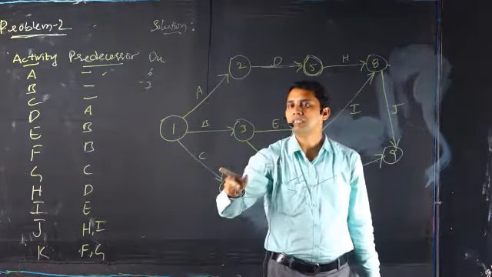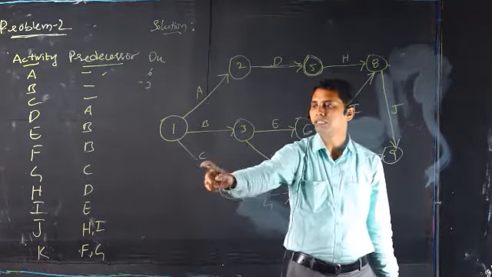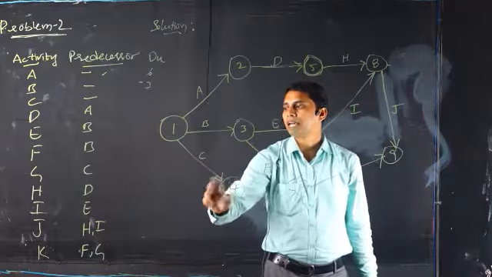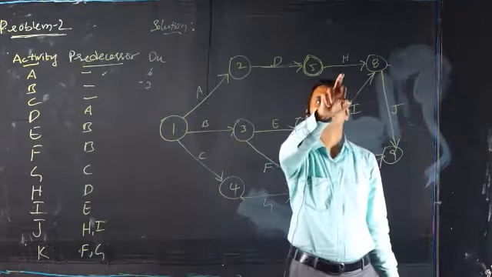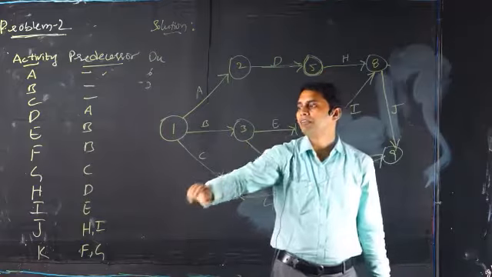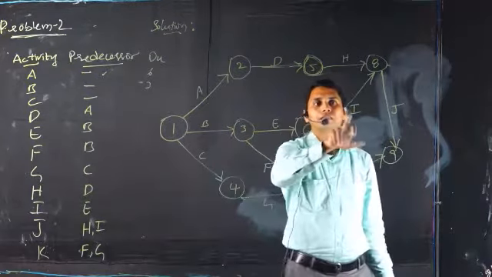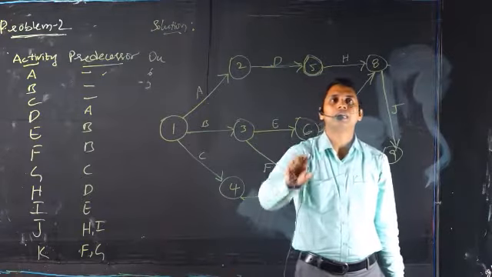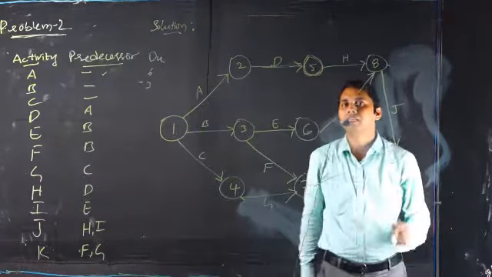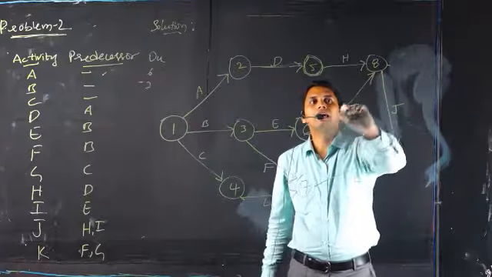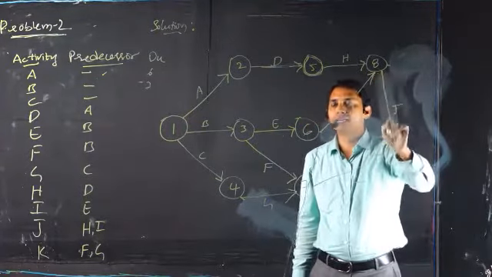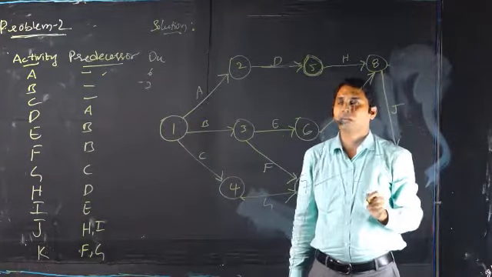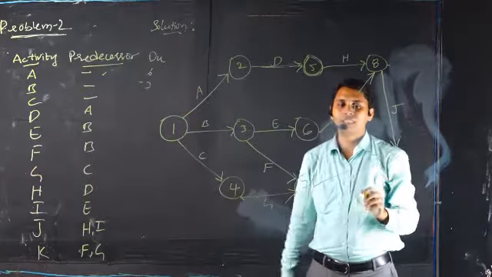And then for G, C is the predecessor. And for H, D is the predecessor. And then for I, E is the predecessor. And then for J, the H and I combination is the predecessor. That is the reason why H and I are joined together to write the activity J. And then for K, F and G are the predecessors.